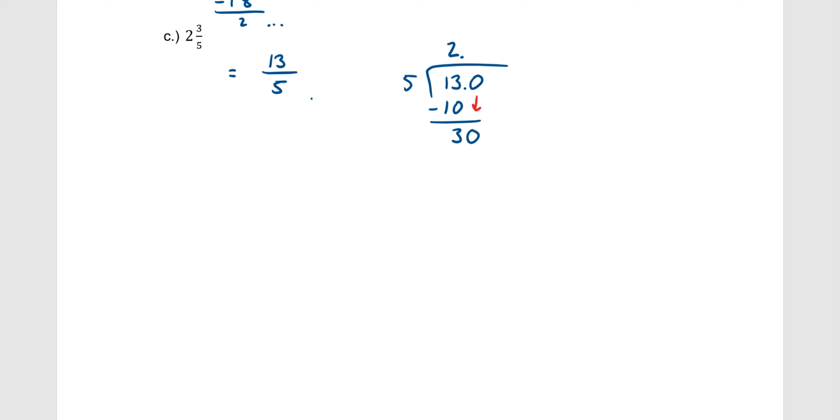5 goes into 30 6 times. 6 times 5 is 30. We subtract and we get 0, so we're actually done. So this actually equals 2.6. So if we did this without changing it to an improper fraction, 3/5 would end up giving us 0.6. We would just have to add that to the whole number 2 out front and get 2.6.